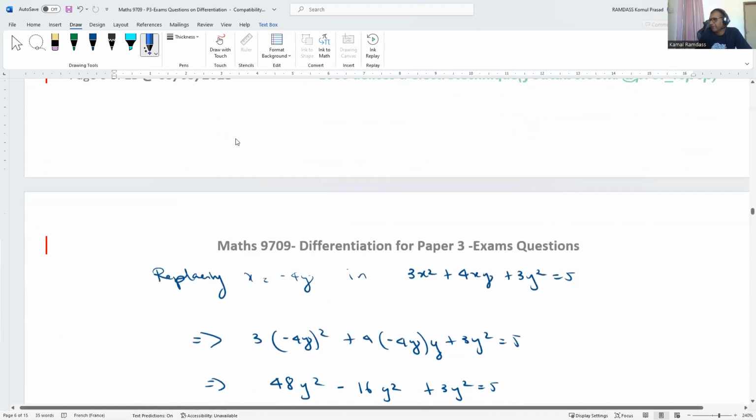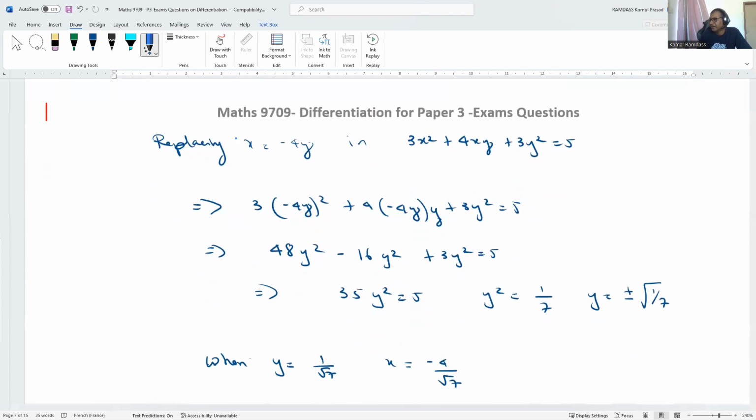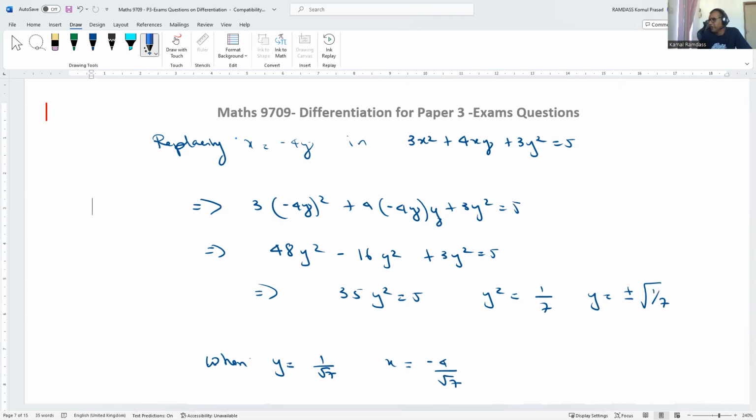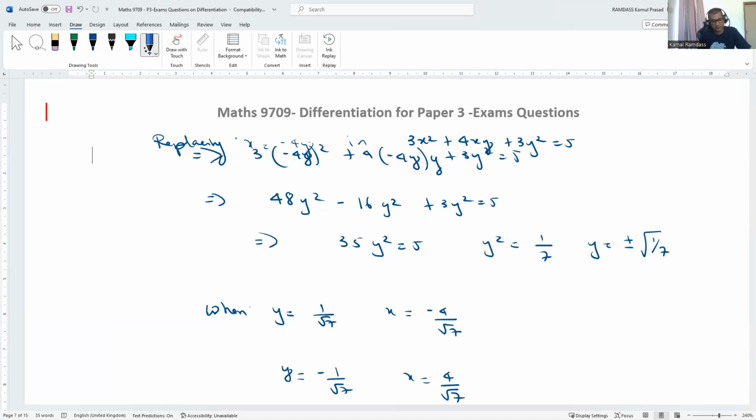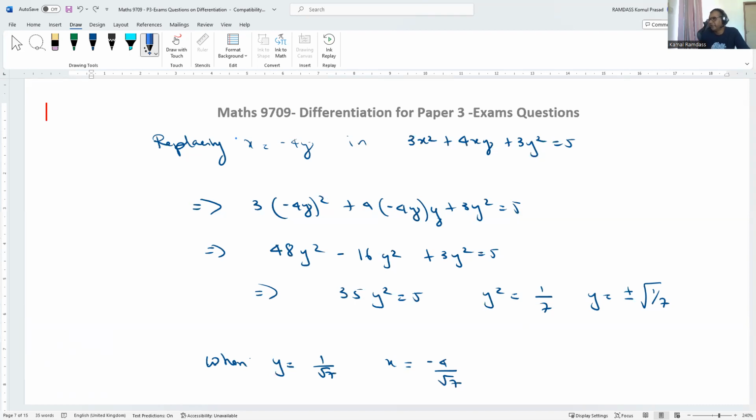OK? Et finally, mon gain 3 x square minus de 4y to the square plus 4x, 4 times minus de 4y times y plus 3y square is equal to 5. Mon gain 48, 4 à la puissance de 2 vient 16, 16 fois 3 vient 48, 48 y square minus 16 y square, 4 fois 4 vient 16, plus 3y squared is equal to 5. Mon gain 35y squared is equal to 5.